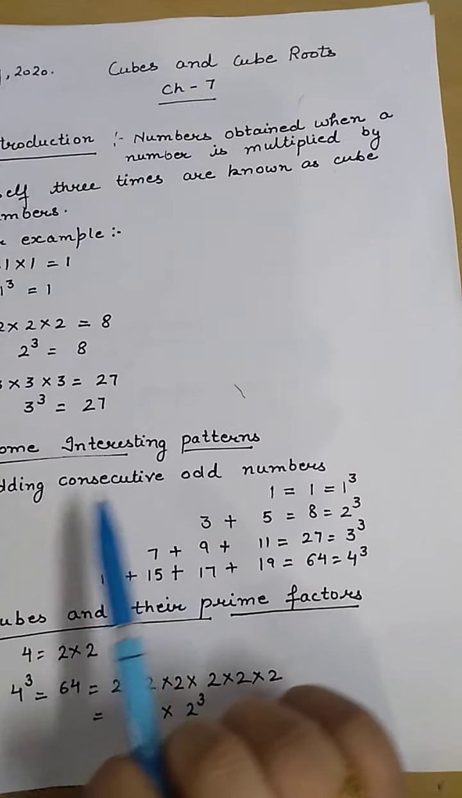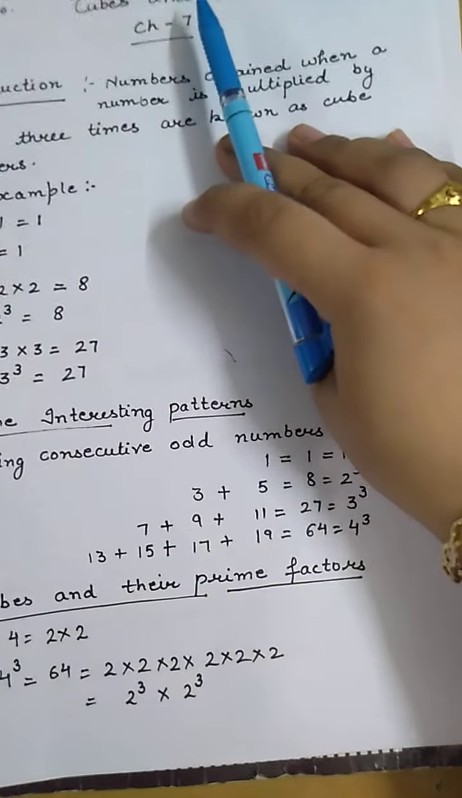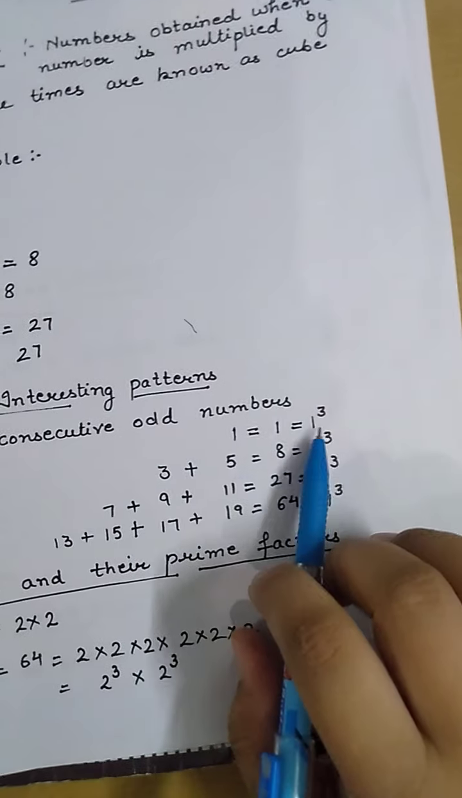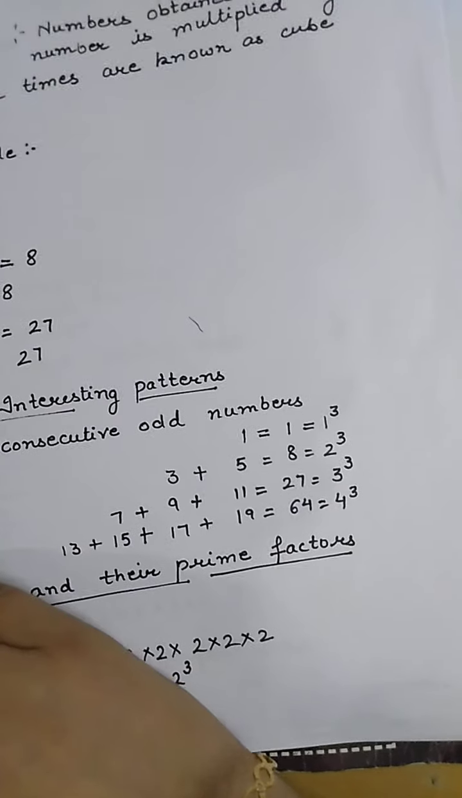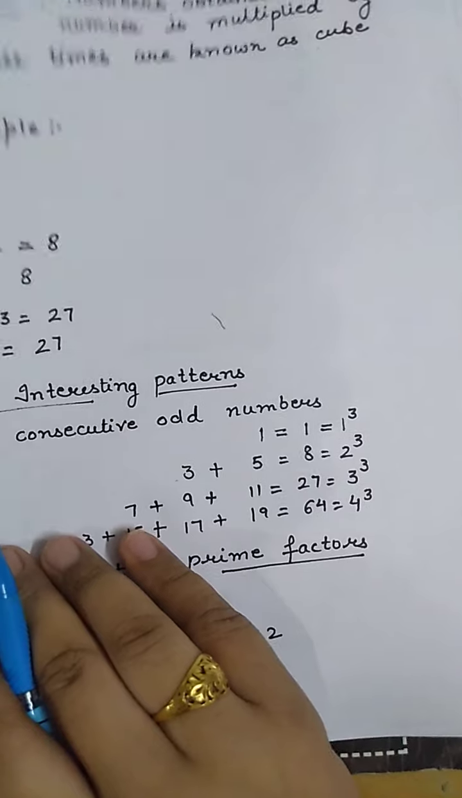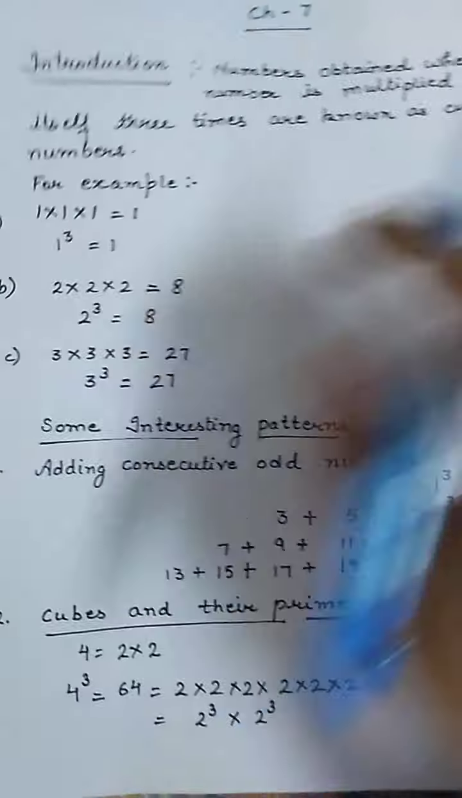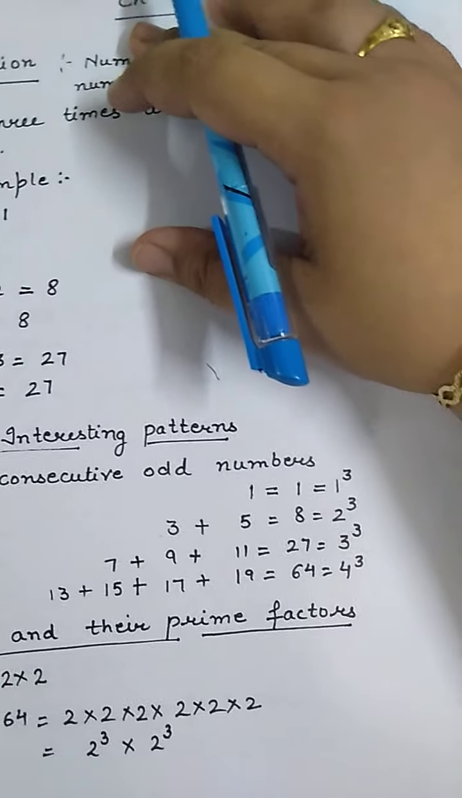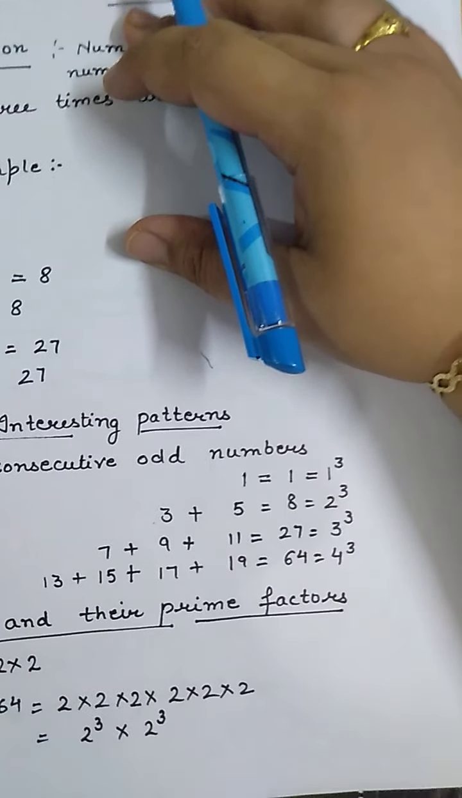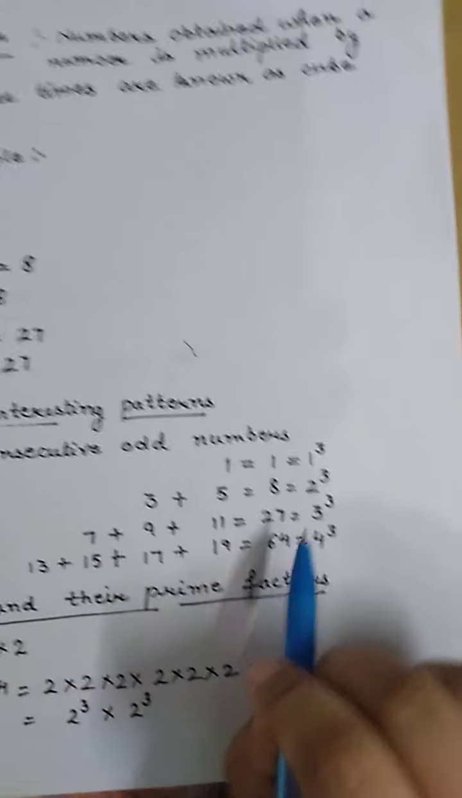Now if we add the consecutive odd numbers, consecutive means one after another. The first odd number is 1. The 1 cube is 1. The next two odd numbers are 3 and 5. If I add them, I will get 8. Now you can see here that 8 is the cube of 2, so I can write this 8 as 2 cube. The next three numbers are 7 plus 9 plus 11. It will give you 27. So 27 is the cube of 3. So 3 cube is 27.